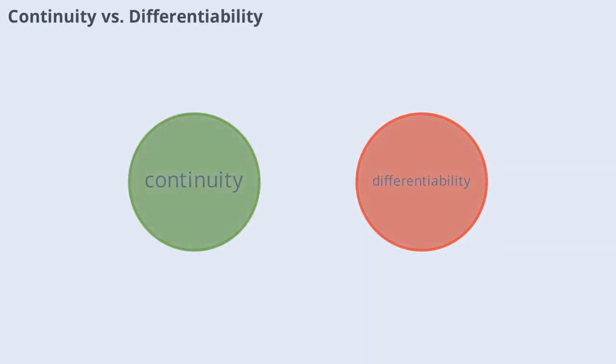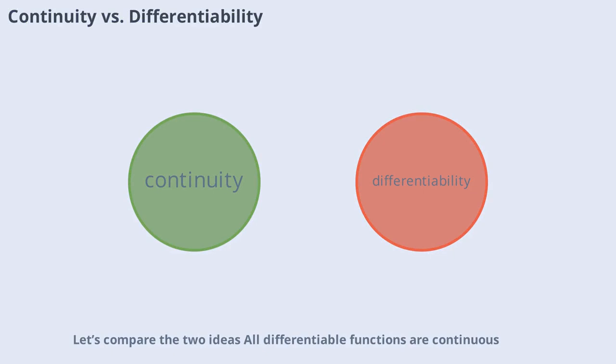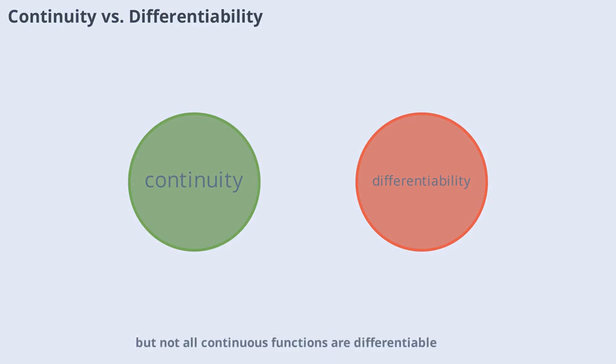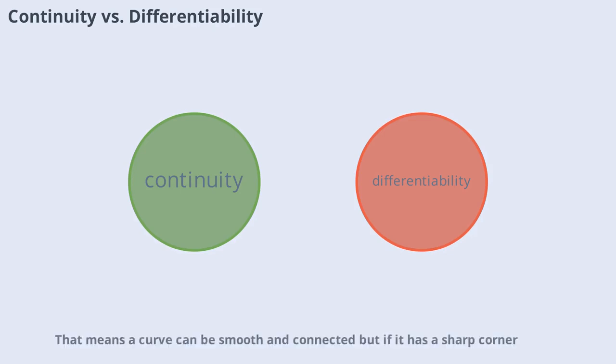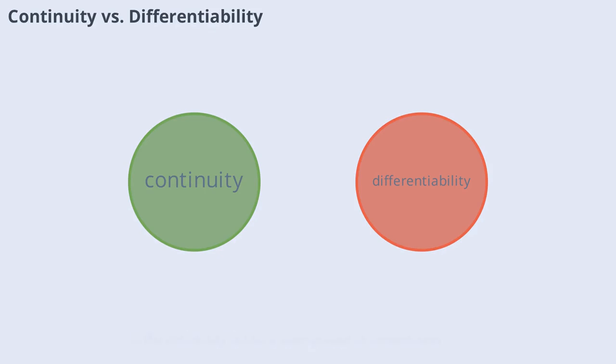Let's compare the two ideas. All differentiable functions are continuous, but not all continuous functions are differentiable. That means a curve can be smooth and connected, but if it has a sharp corner, it's not differentiable. So differentiability is like a special kind of smoothness, even smoother than continuity.